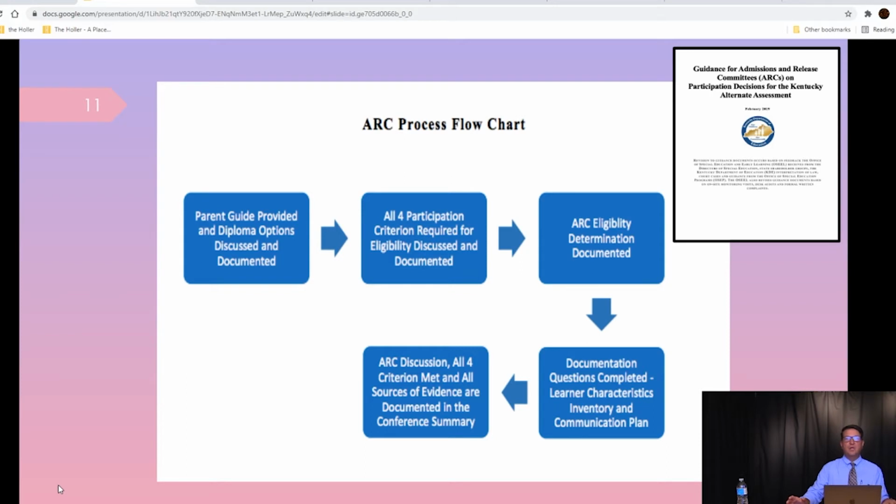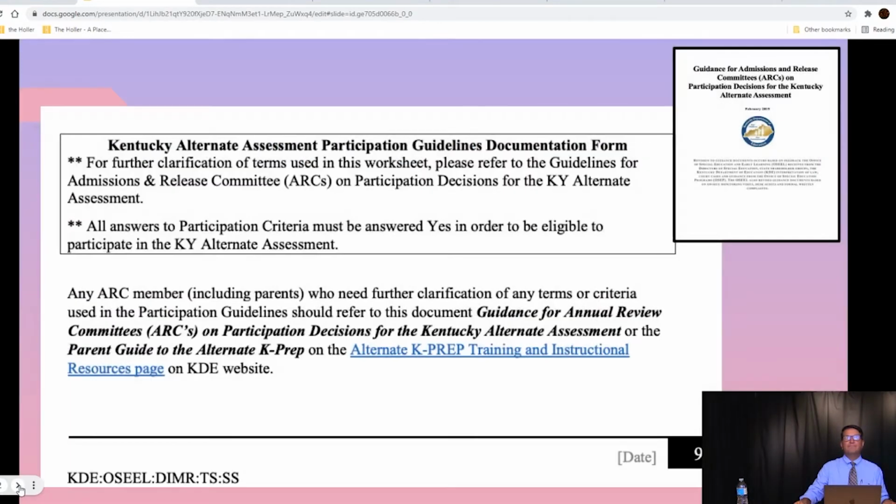in the conference summary. So that, in a nutshell, is everything you have to do around that documentation process that's going to provide you with the proper documentation and a folder that is compliant and that's going to meet the letter of the law in terms of what it takes to be effective for students' outcomes and also eligible for this type of assessment.